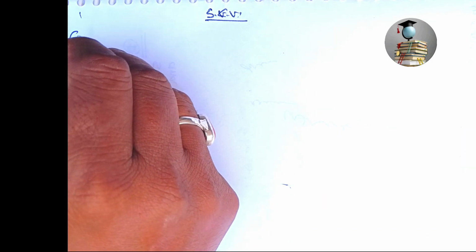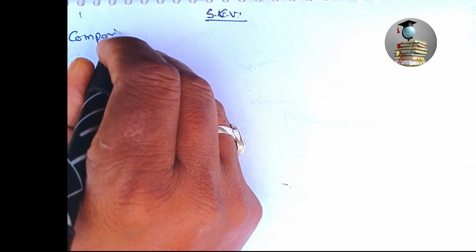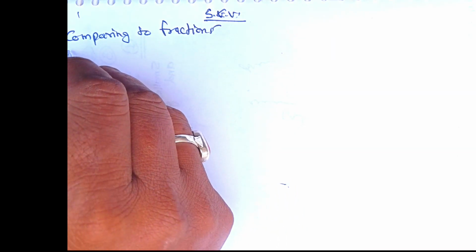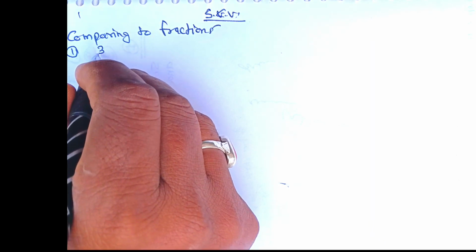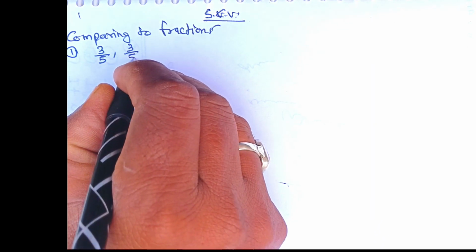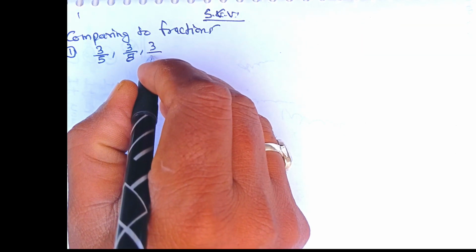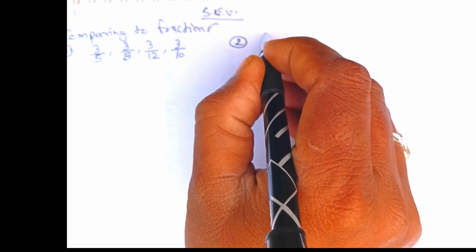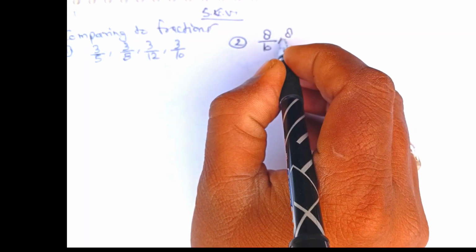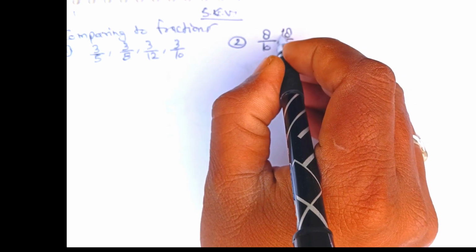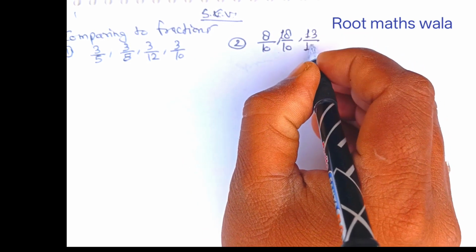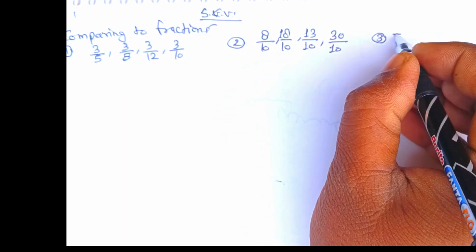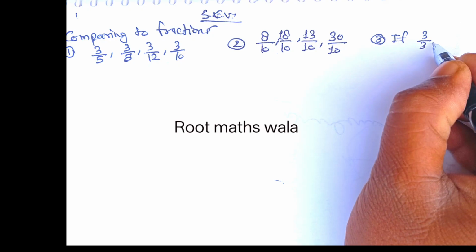Comparing two fractions. There are three conditions. First, if numerators are equal. Number two, if denominators are equal. Number three, if no any one are equal.